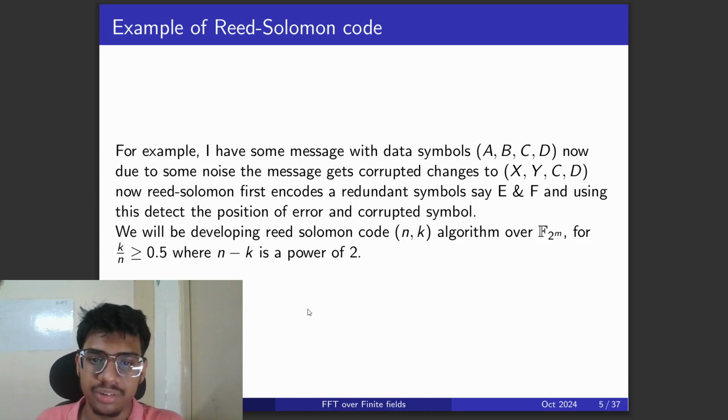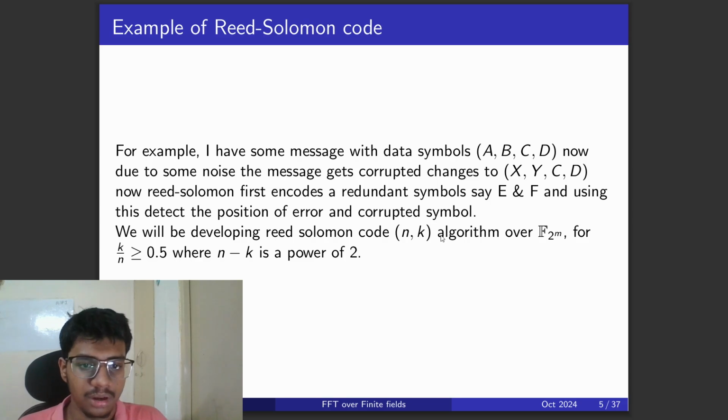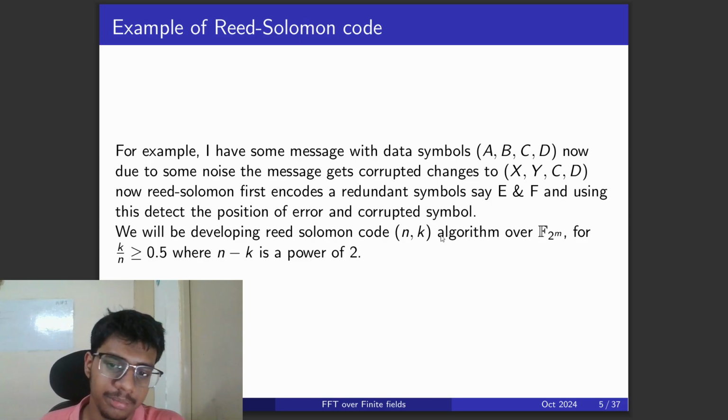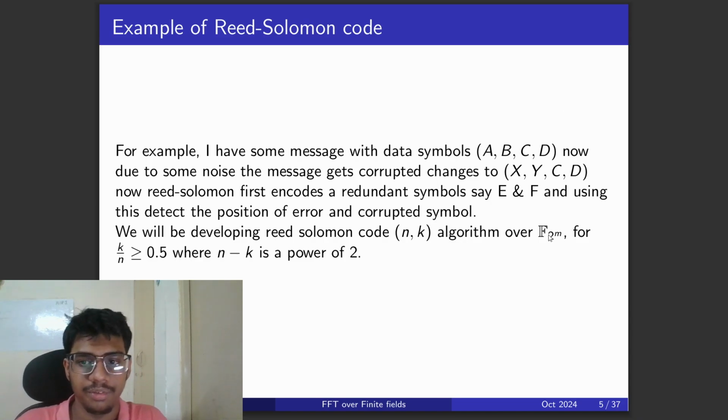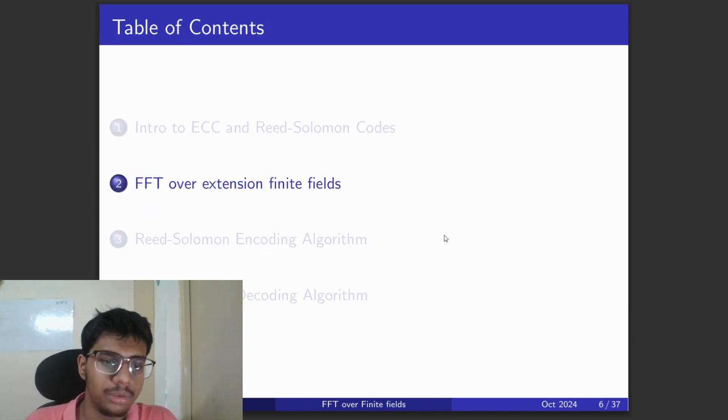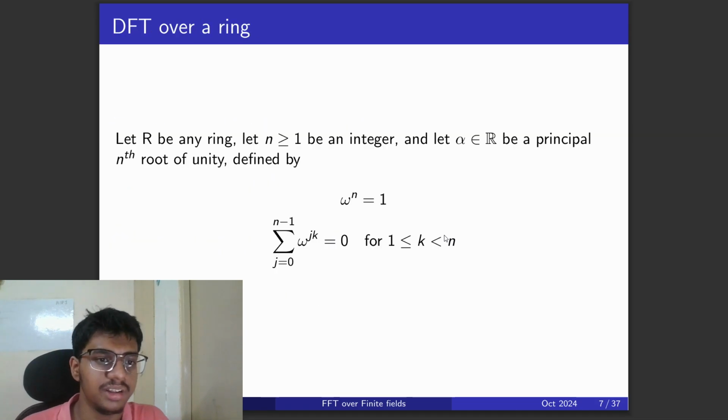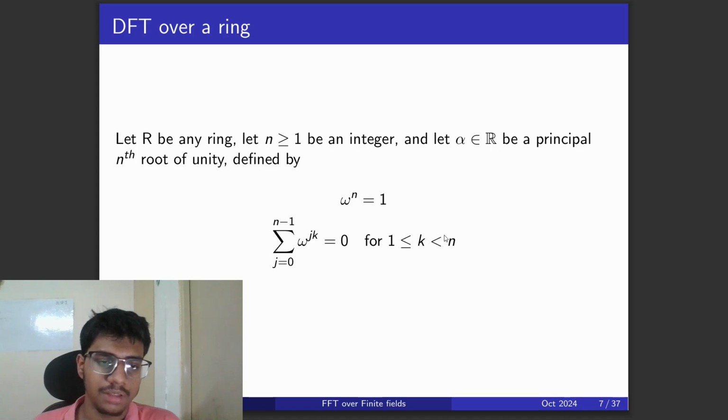So we will be developing the Reed-Solomon code algorithm over a finite field of dimension 2 to the power of n, where k by n is greater than half. So we will be developing encoding and decoding algorithms for a finite field of dimension 2 to the power of n. So firstly, let's understand what is Fourier transform over an extension finite field. First, we will start with the discrete Fourier transform. That's how we end up at the fast Fourier transform.